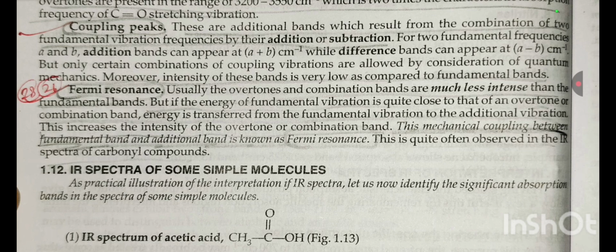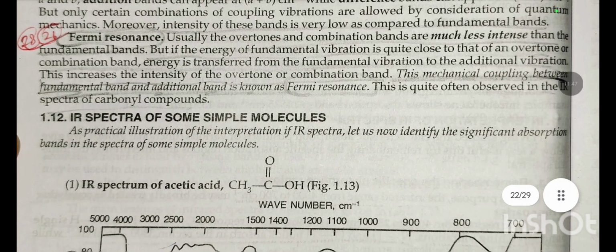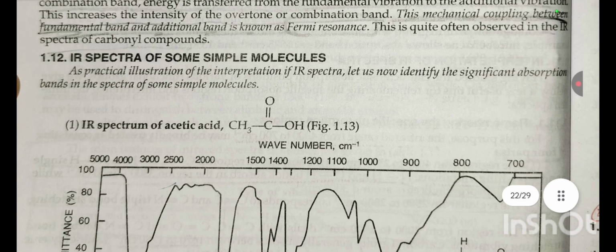Fermi resonance. Usually the overtones and combination bands are much less intense than the fundamental bands, but if the energy of a fundamental vibration is quite close to that of an overtone or combination band, energy is transferred from the fundamental vibration to the additional vibration, thus increasing the intensity of the overtone or combination band. This mechanical coupling between fundamental and additional band is known as Fermi resonance.